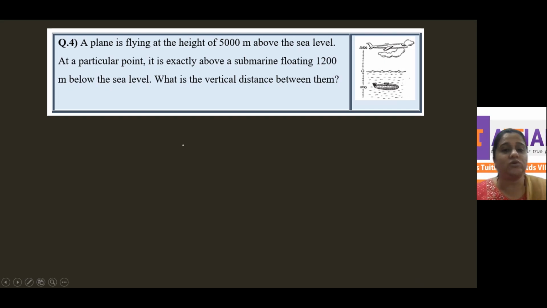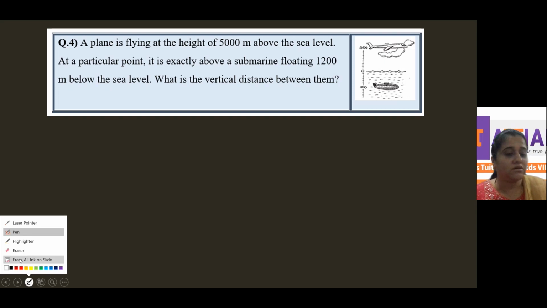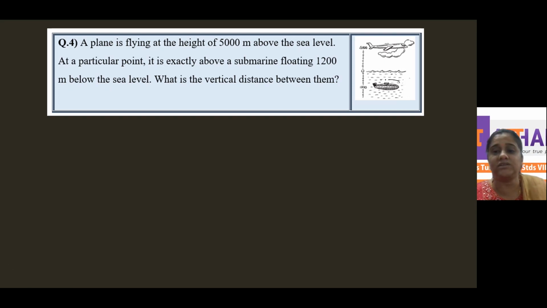A plane is flying at a height of 5,000 meters above the sea level. At a particular point, it's exactly above a submarine floating 1,200 meters below the sea level. Can you see the submarine here? Now this is 1,200 meters below the sea level. And where is the aeroplane? It's 5,000 meters above the sea level. The submarine is 1,200 meters below the sea level, and the plane is 5,000 meters above the sea level. Now the question is, what is the vertical distance between them?